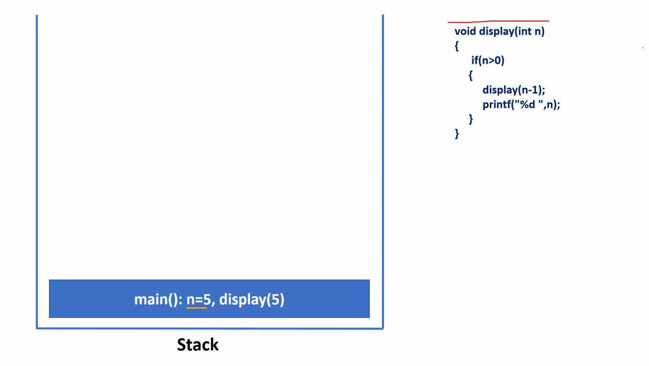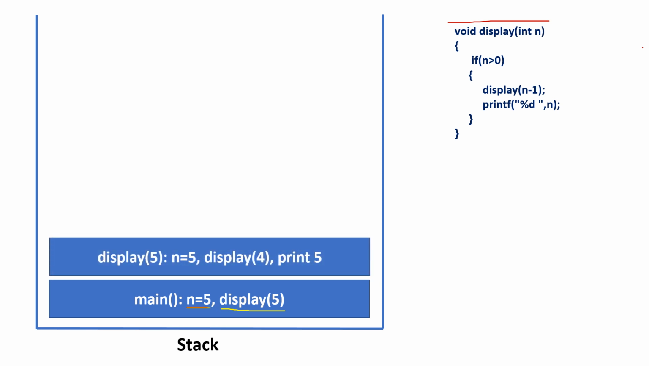Here n is equal to 5, and then it is calling display function, display of 5. Now what happens here? Display function is called. Once it is called, one copy of the display function is created and it will be placed in the stack. Here also another n variable is created whose value is 5.